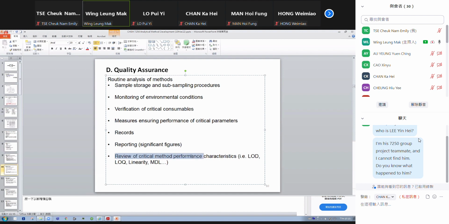Review of the critical methods performance characteristics. For example, after you use the GC for a very long time and you see the baseline is moving up, and then you use a small concentration injection into that instrument, and you cannot read any peak. That means the column may be contaminated and needs to be cleaned up.